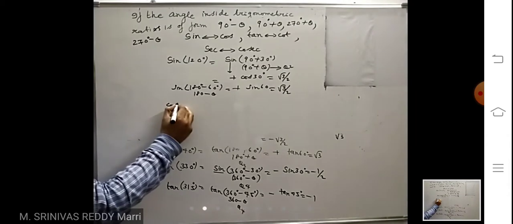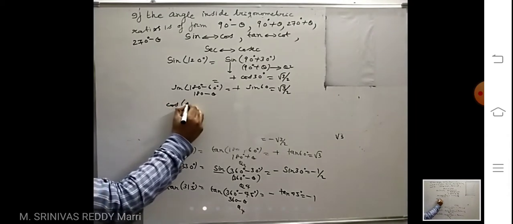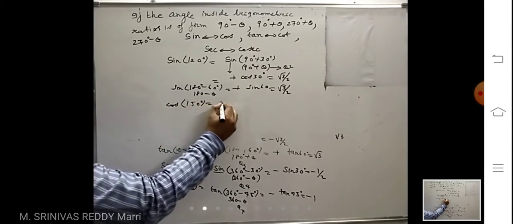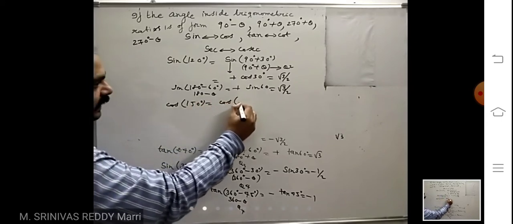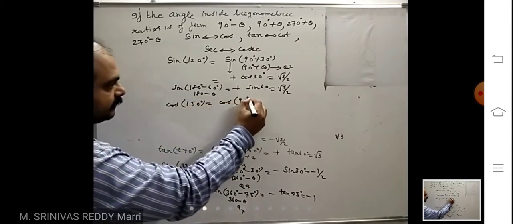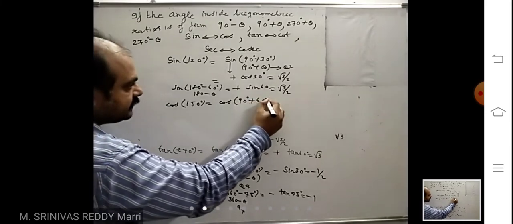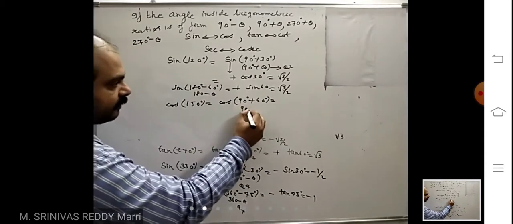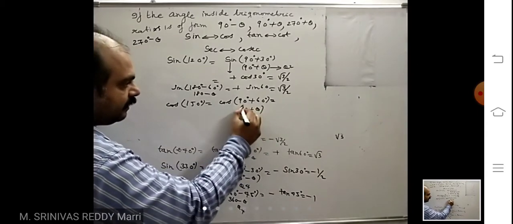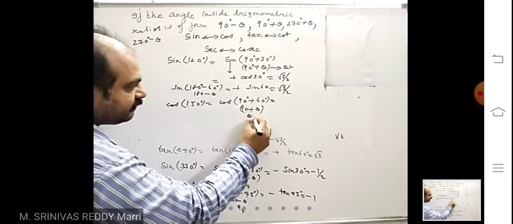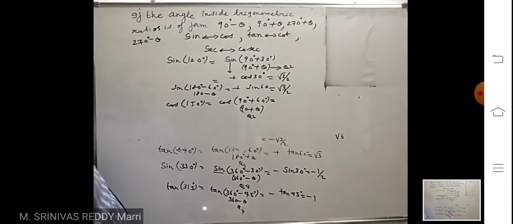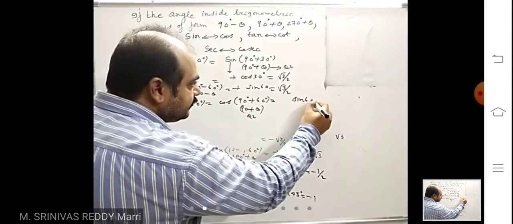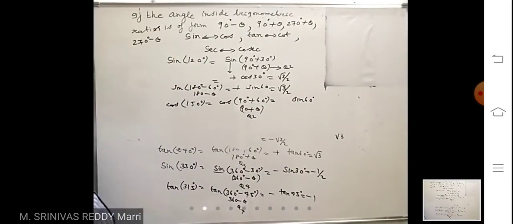Suppose cos 150 degree is there. Suppose you want to write 90 degree plus 60 degree. Let us say you have chosen to write like this. So this is of the form 90 plus theta. 90 plus theta means quadrant 2. So immediately you write sine theta. Theta is 60 degree.